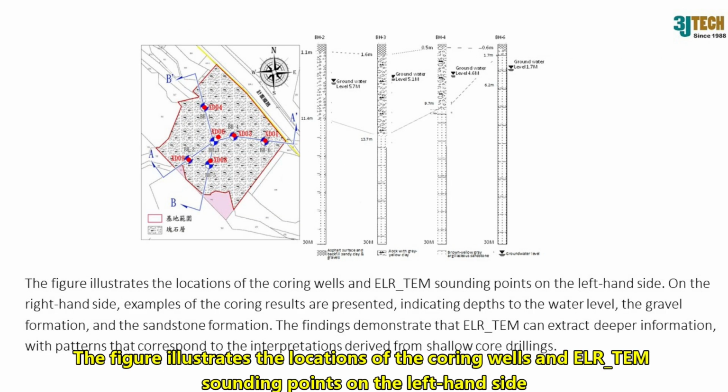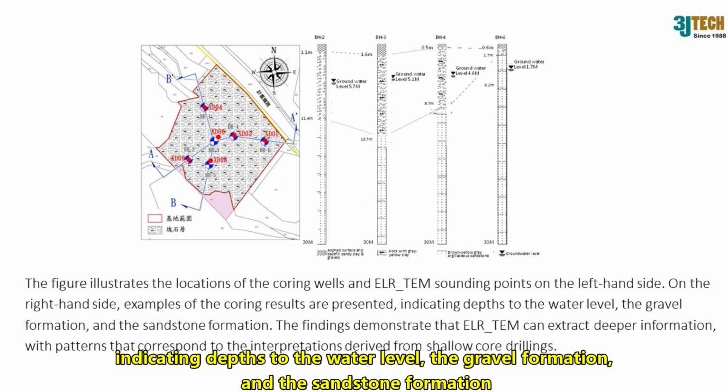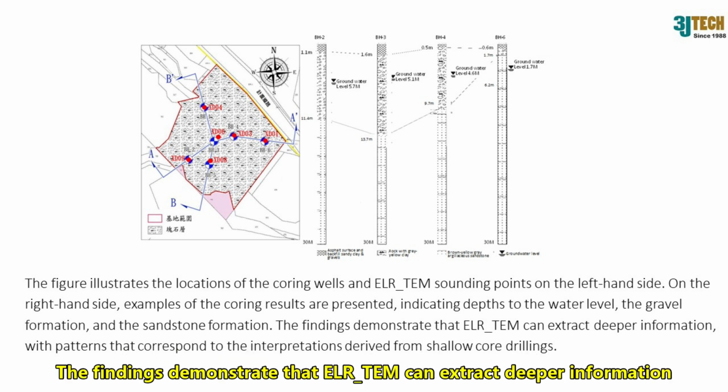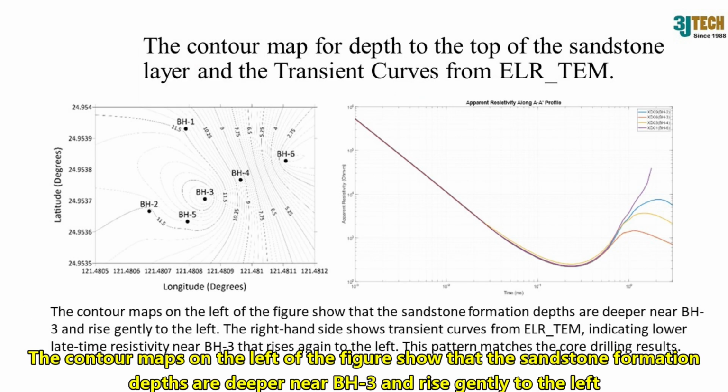The figure illustrates the locations of the coring wells and ELR_TEM sounding points on the left-hand side. On the right-hand side, examples of the coring results are presented, indicating depths to the water level, the gravel formation, and the sandstone formation. The findings demonstrate that ELR_TEM can extract deeper information, with patterns that correspond to the interpretations derived from shallow core drillings.